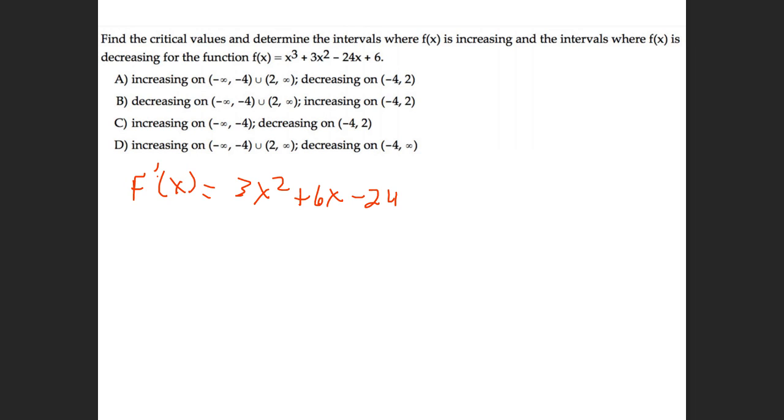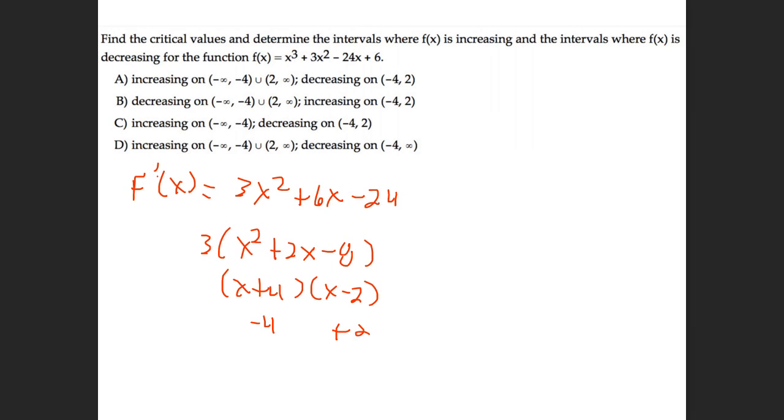Next thing I'm going to do is factor out a 3. So that gives me x squared plus 2x minus 8. And then I'm going to factor that down, (x plus 4)(x minus 2). So negative 4 and positive 2. Now 0 is not one of my values anymore because I didn't pull out an x, so that can't be. So now I'm going to set up my table.